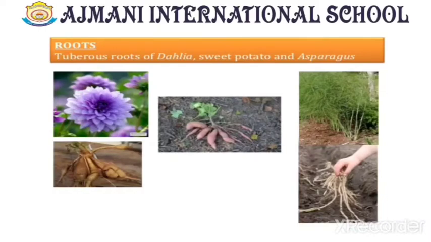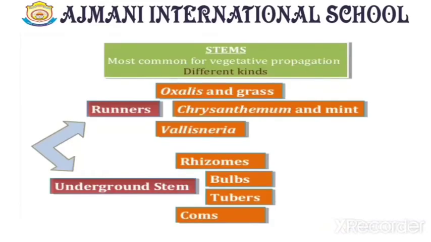So let's see how the vegetative propagation takes place in roots. Roots of certain plants can develop into new plants, for example, roots of sweet potato, carrot, radish and dahlia. The another type is of stem. This vegetative propagation takes part in stem. The stems known as tubers, bulbs, corms, rhizomes and runners can develop into new plants.